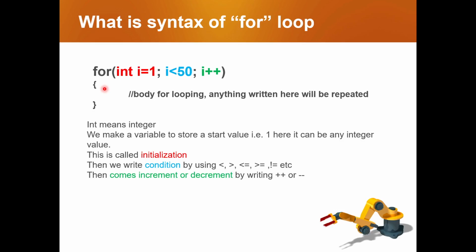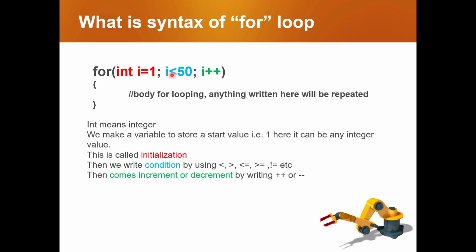For looping anything, you have to write for, then a parenthesis, open and close. Inside that, I am writing an initial point, meaning from where it will be initializing. So int i = 1. Int means integer, and i is a variable in which I am storing the value 1. That means the counting will start from 1. Then a semicolon, and i < 50.